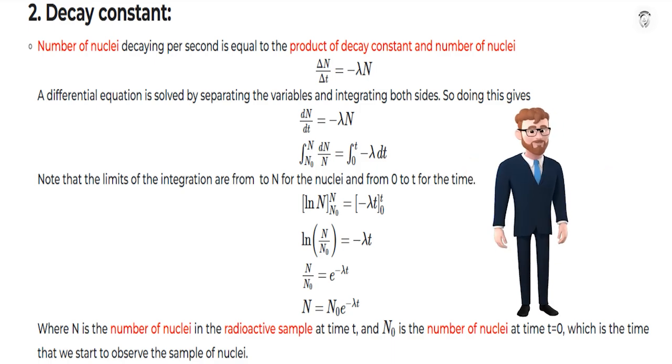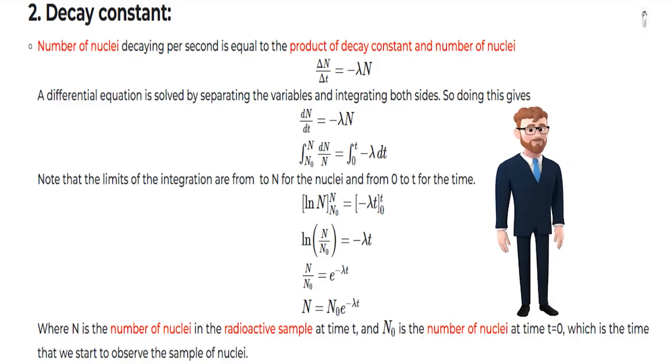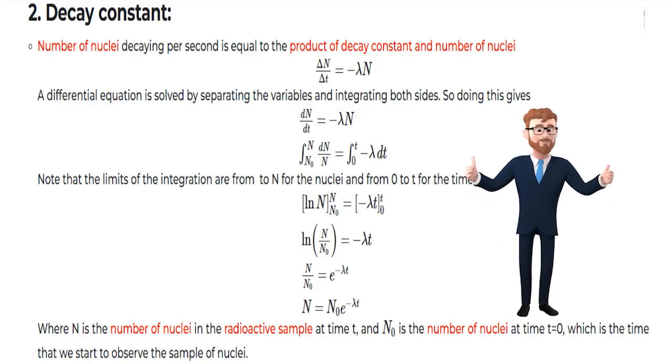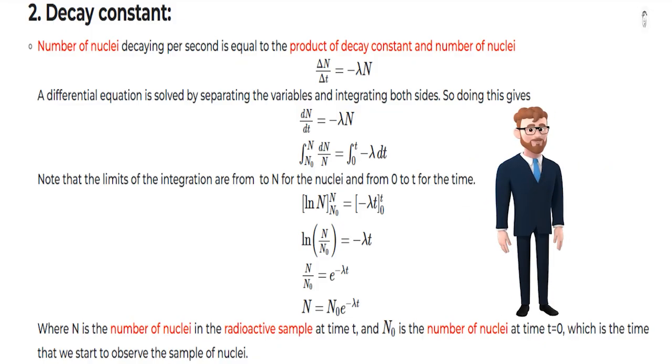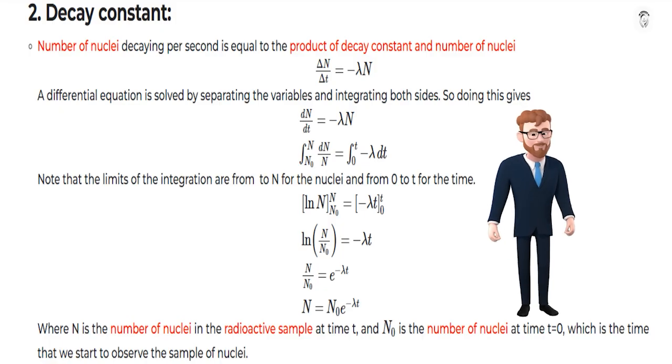In this equation, N is the number of nuclei in the radioactive sample at time t, and N naught is the number of nuclei at time 0, which is the time that we start to observe the sample of nuclei. So the final equation for you here is N equals N naught e raised to the power minus decay constant times t.